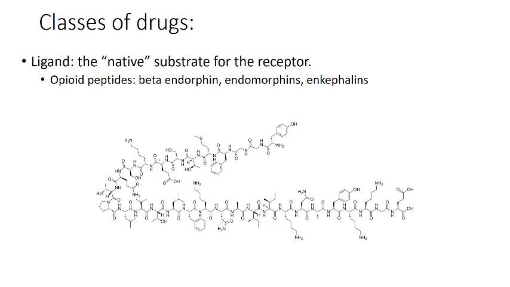Now, I'll walk you through the categories of molecules that bind to the mu opioid receptor. The first class are the ligands, or the native substrates for the receptor. The native substrates for opioid receptors are opioid peptides, including beta-endorphin, endomorphins, and enkephalins. These are released to receptors in response to something that is simply delightful, and you get a reward for it.